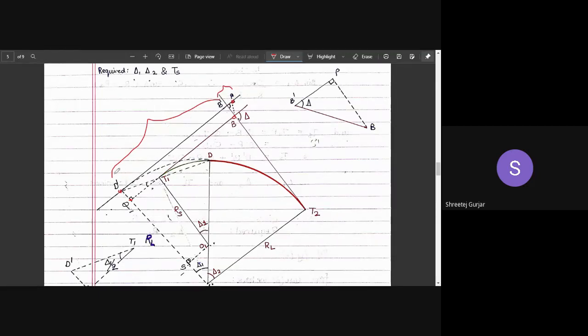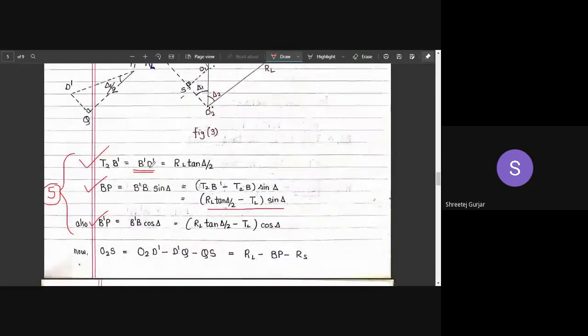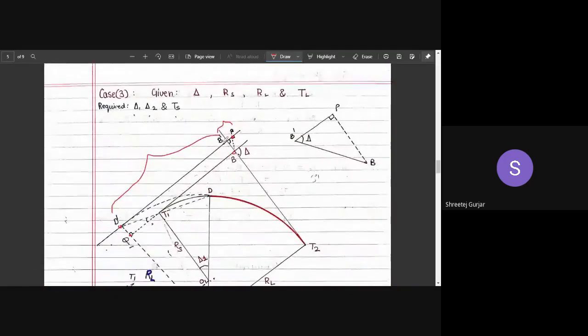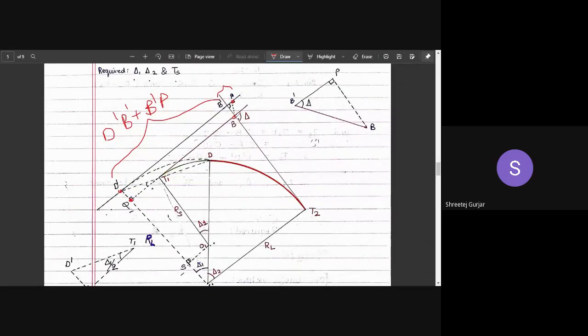Now we know this particular B dash D dash already; we have a formula for it. For B dash P also we have a formula. So if you add these two, which we already know, we can easily calculate D dash P, which is nothing but D dash B dash plus B dash P. This total length is nothing but B to Q, correct?